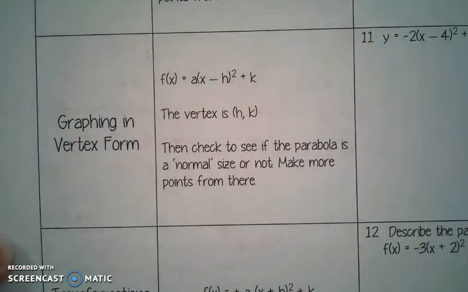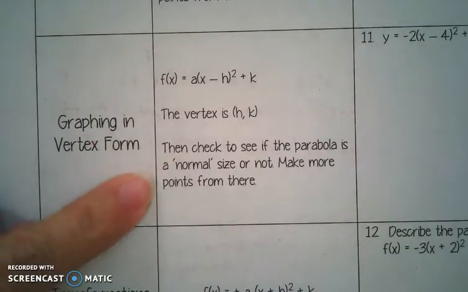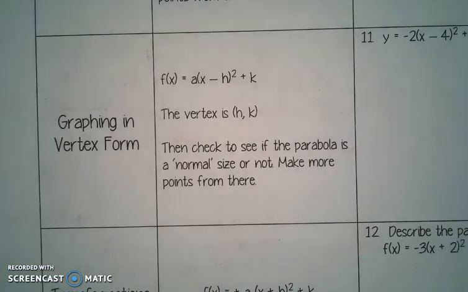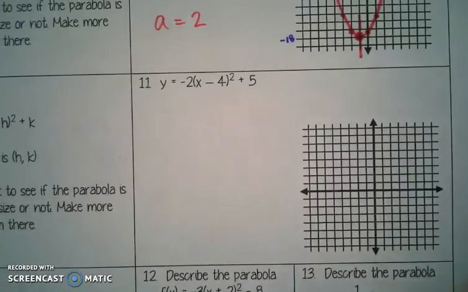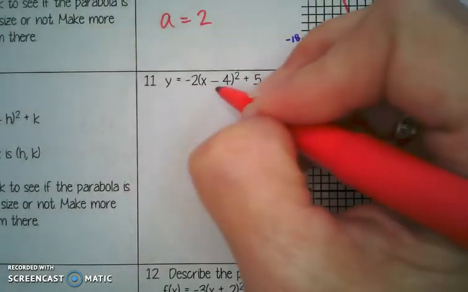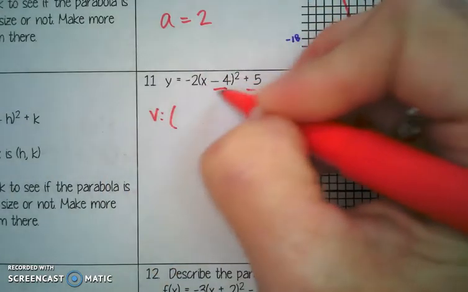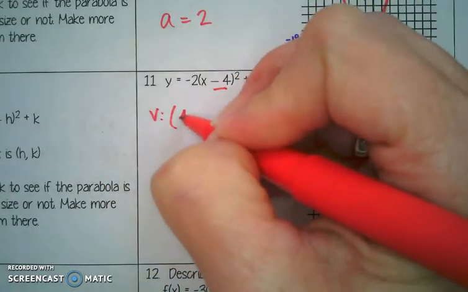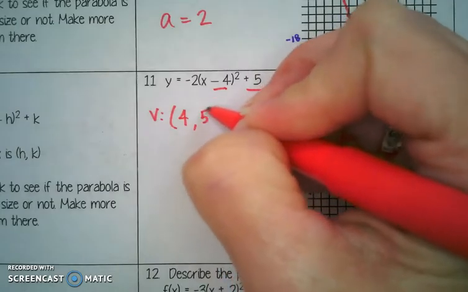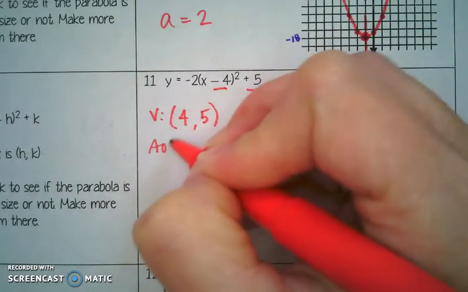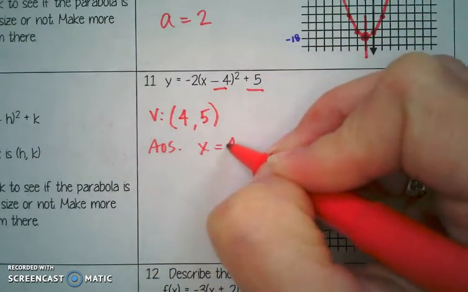So once we know that, then we'll, again, look at the value of the a to see if it's a normal size or not. Perhaps it's going down instead of up. So we'll make that decision once we get the vertex taken care of. So here is our example problem. So looking right here, our vertex is right here. And again, it's always the opposite of the x. So our vertex is located at (4, 5), which tells us that the axis of symmetry is x equals 4.